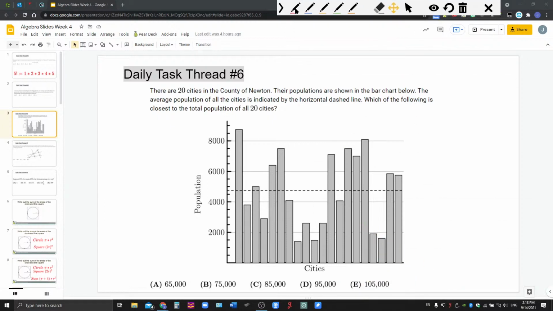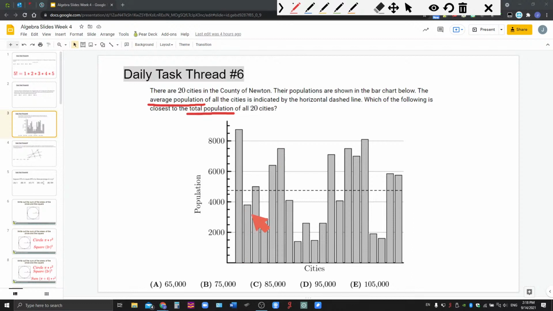Let me give you some time to think about that. The keywords here, let me underline them: average population and the total population. So you have to think about what is the relationship between total and average. Okay, let's talk about them. To answer this question, we should understand, how do we get the total and how do we get the average?